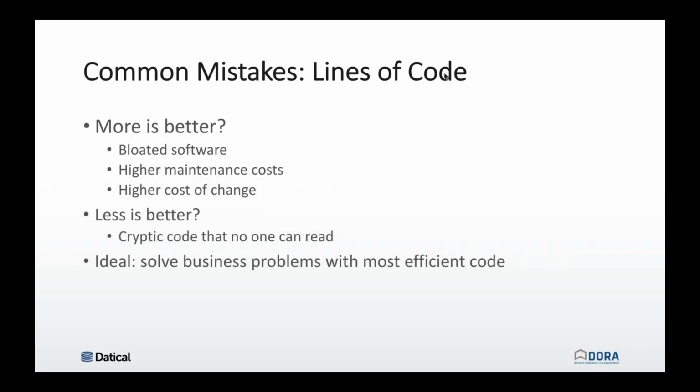So you want the perfect middle where you solve business problems with the most efficient code. And then people come back to me and they're like, well, but how do I measure that? How do I know how many lines of code is most efficient? And I'm like, wait, that's not the goal. It's outcomes, not output.